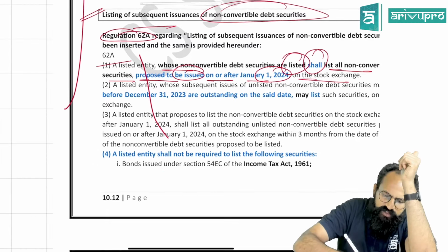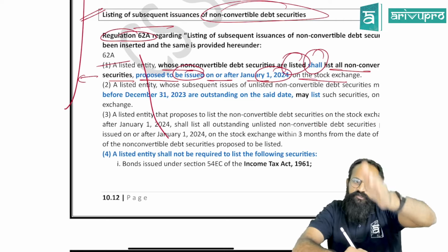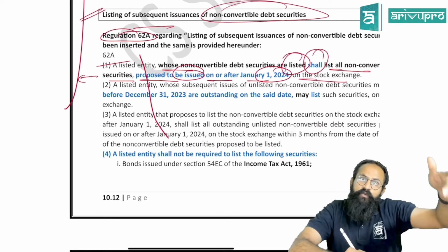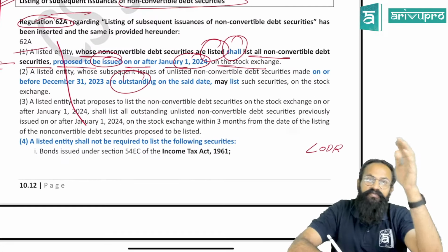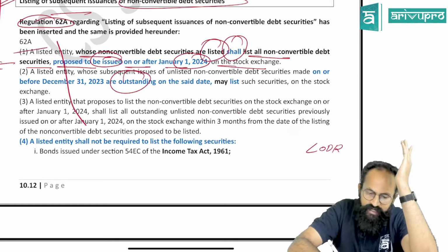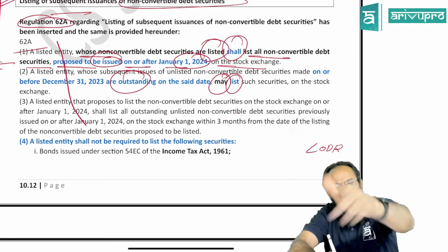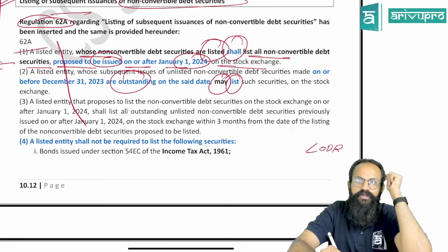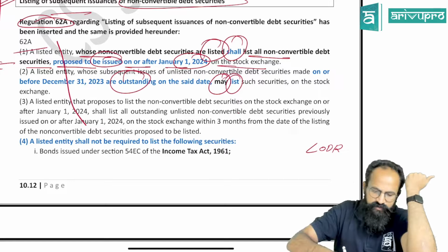Sir, what if it was issued before Jan 1st, 2024? Meaning December 31st, 2023 or before. Whatever was issued before that, if it is still outstanding, you can continue to keep it unlisted at your choice. Meaning, if you want, you may list. If you want, you can continue as unlisted as well. Anything which you have issued before that. Next one, sir.